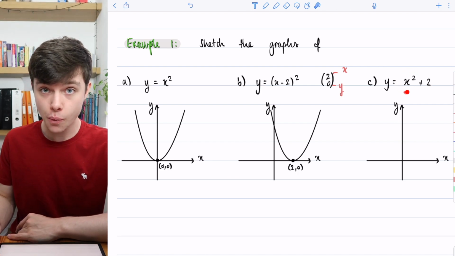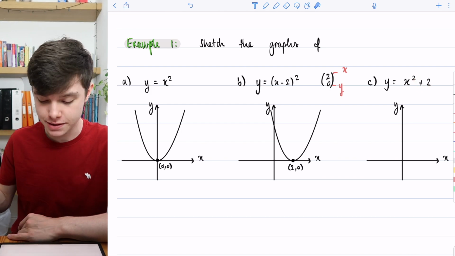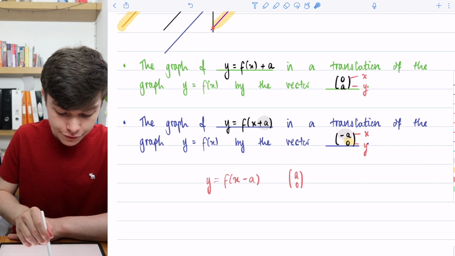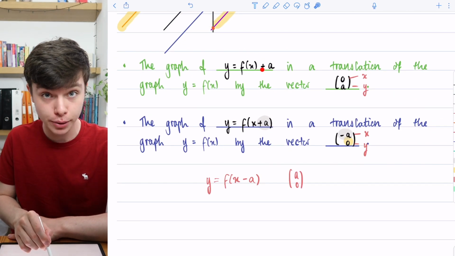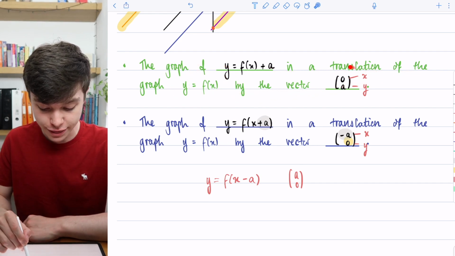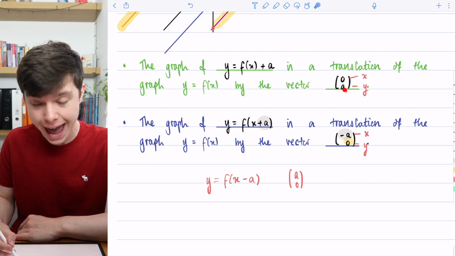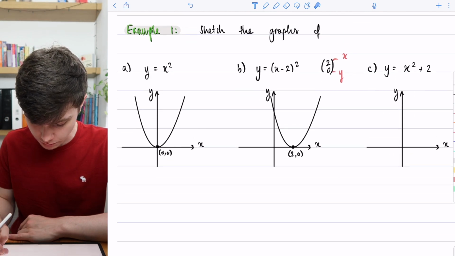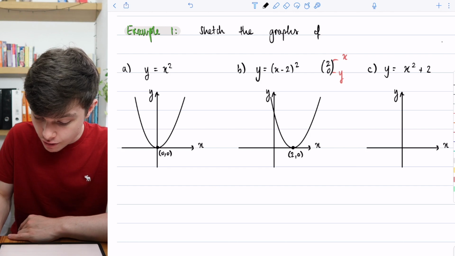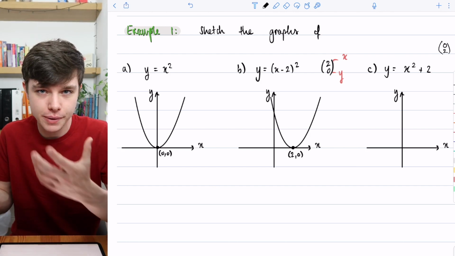We have the x squared function, so y is x squared, but we've got a +2 on the end. So this time we're dealing with the first bullet point. Have a look here, it says the graph of y equals f of x plus a is a translation of our original graph by this vector, 0, a. So nothing in the x direction, a in the y direction. So have a look here, we've got a +2. So we're going to move the graph by the vector 0, 2, okay, because our a value is 2.